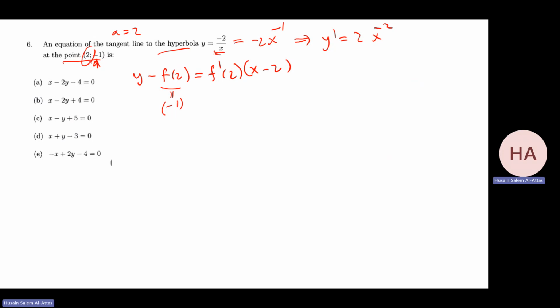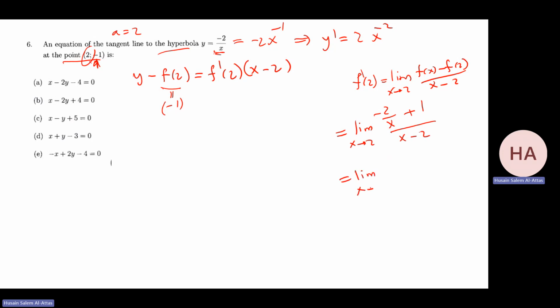Or you can get it from here also: minus 2 over 2, which is minus 1. F prime at 2, how to find it? The long way: limit as x goes to 2 of f of x minus f of 2 over x minus 2. And that will be the limit as x goes to 2 of f of x, which is minus 2 over x, minus f of 2, which is minus 1. So this will be plus 1, over x minus 2. That will be the limit as x goes to 2 of, here over 1, x minus 2, minus 2 plus x, which I can cancel with this one. The remaining is x minus 2.